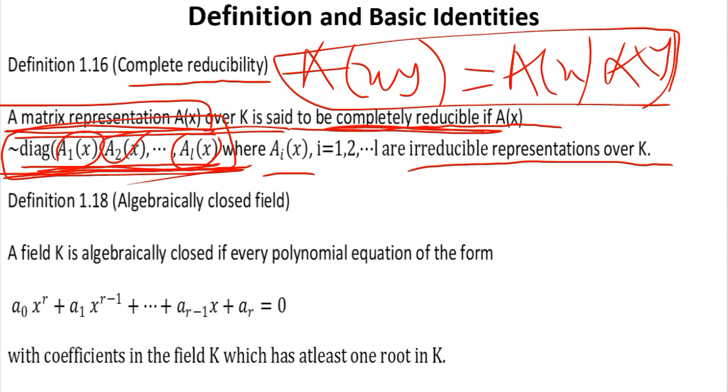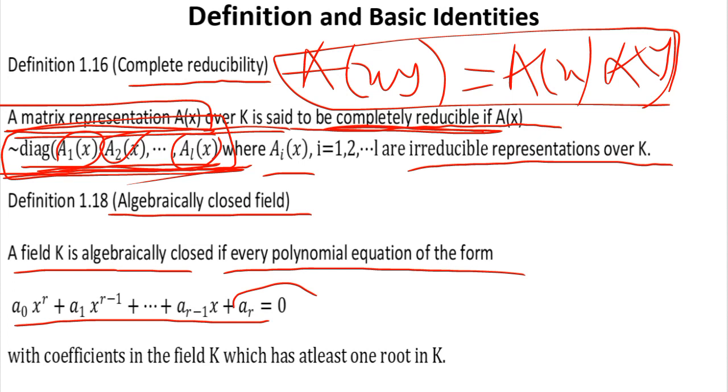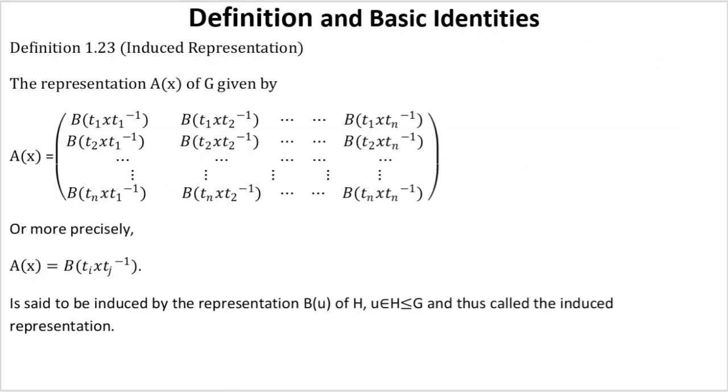The next definition you need to know is what we call an algebraically closed field. What's an algebraically closed field? It's possible you already know this definition. If you have a field K, it is algebraically closed if every polynomial equation, with its coefficients in the field K, has at least one root in K. Then we say it is an algebraically closed field. Okay, so that's what an algebraically closed field is. We use all these definitions in time, but just know them for now.